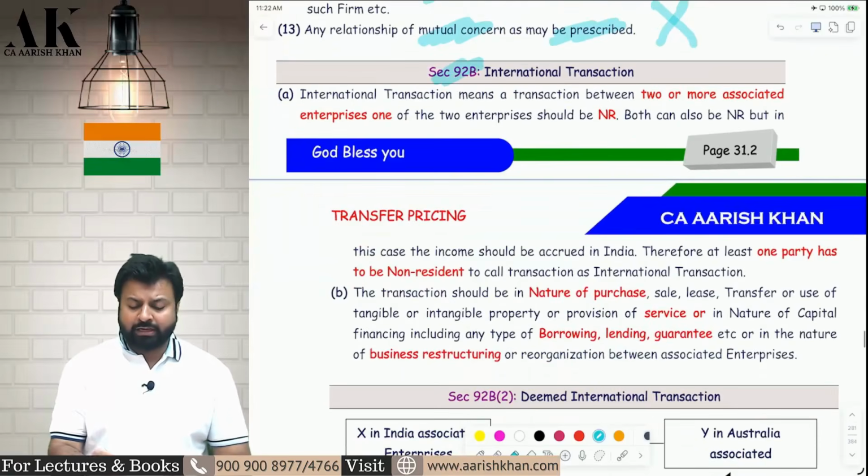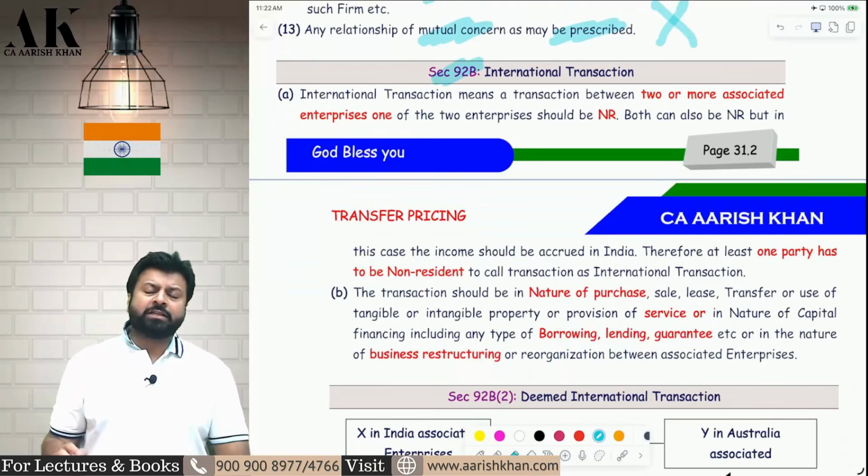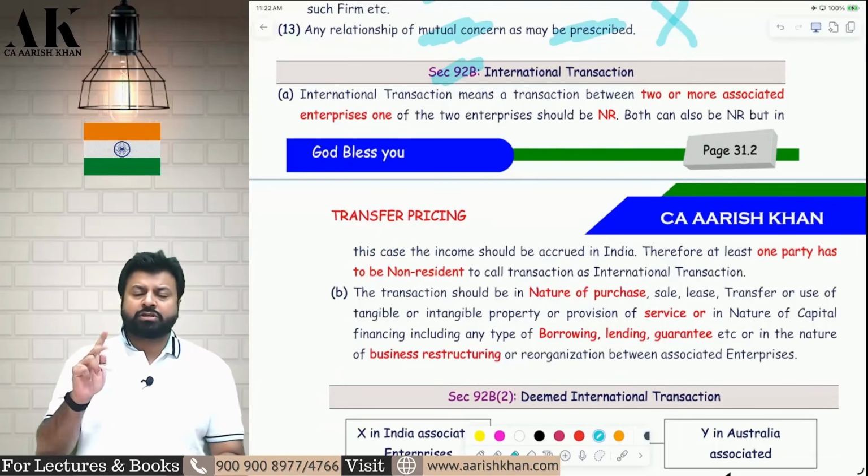Now let's talk about international transaction. Because what is written in subsection 1? Any income arising from an international transaction shall be computed based on arm's length price. So what is an international transaction? There are 2 points in international transaction. Subsection 1 talks about the definition of international transaction and subsection 2 talks about the definition of deemed international transaction.